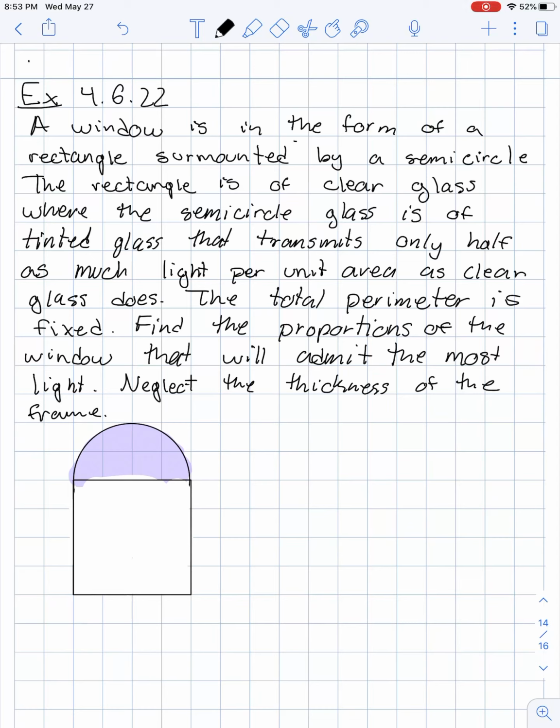So a window is in the form of a rectangle surmounted by a semicircle. Surmounted means on top of. The rectangle is of clear glass, where the semicircle glass is of tinted glass, as you can see by the purple that I've kind of drawn.